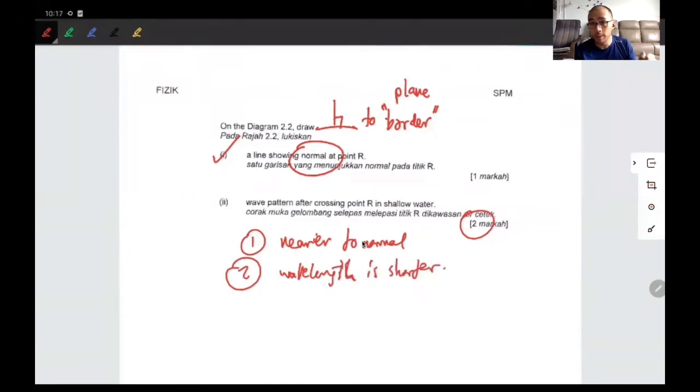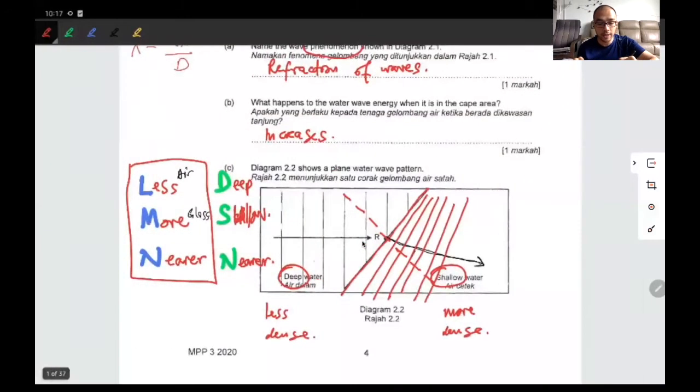This is the important one. If you notice the deep side, over here, the wavelength is bigger. And then the shallow side, the wavelength is shorter. So that's pretty much the basics of refraction. As I said before, I'm doing ulang kaji and answering the questions at the same time. So I hope this helps you.